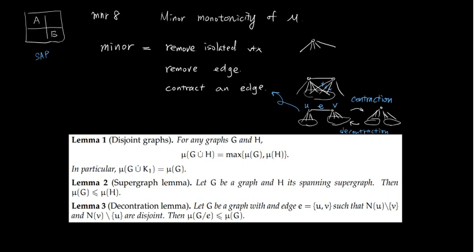For the second case, G and H are graphs such that H is a spanning supergraph. Here I call it a spanning supergraph, meaning that G and H have the same set of vertices, and meanwhile H might have some extra edges that G does not have. Then in this case, we are able to prove that if G is a subgraph of H, then mu G is less than or equal to mu H.